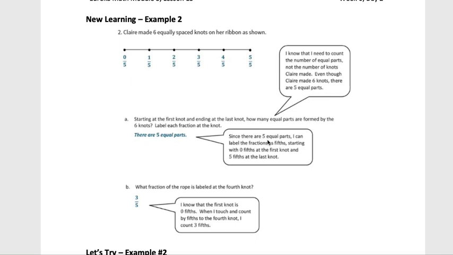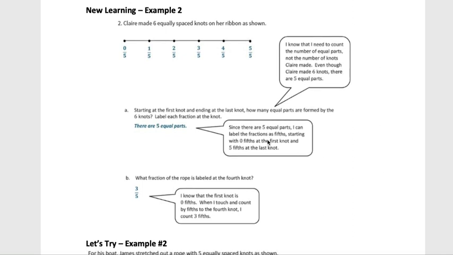Now, your new learning example 2 is going to also look at breaking apart a number line into equal parts. Read the directions carefully. These are normally going to be more about word problems and really figuring out the questions that they're asking. For example, it said Claire made 6 equal spaced knots on her ribbon as shown. Starting at the first knot and ending at the last knot, how many equal parts are formed by the 6 knots? Label each fraction at the knot.